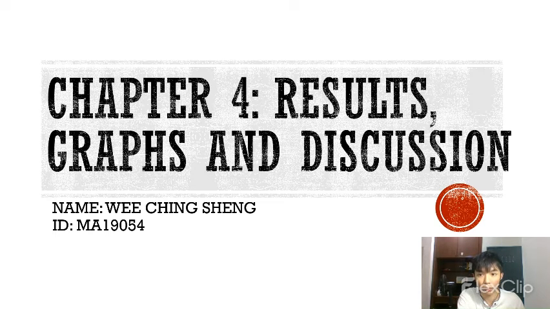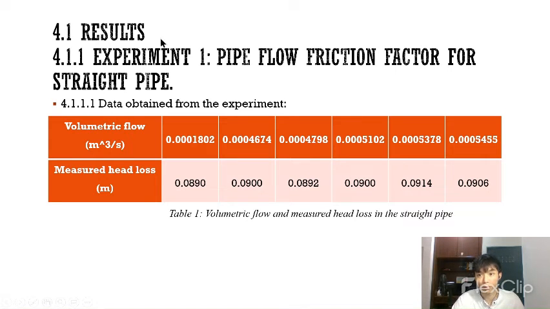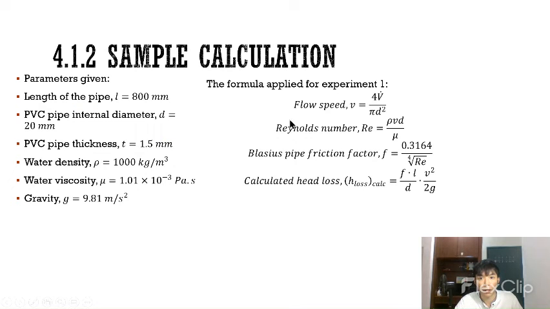I'm here to talk about chapter 4, results, graph and discussion. So this is the result, 4.1 results. In this experiment, we divided into experiment 1 and experiment 2. Experiment 1 is the pipe flow friction factor for the straight pipe. So this is the data obtained from the experiment. So this is the sample calculation.